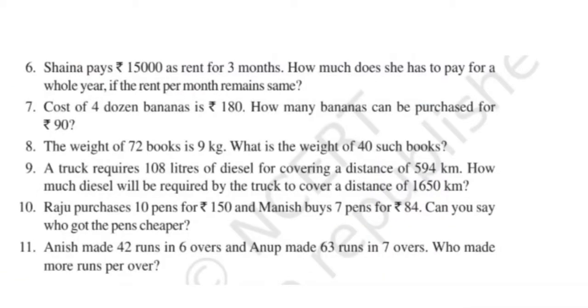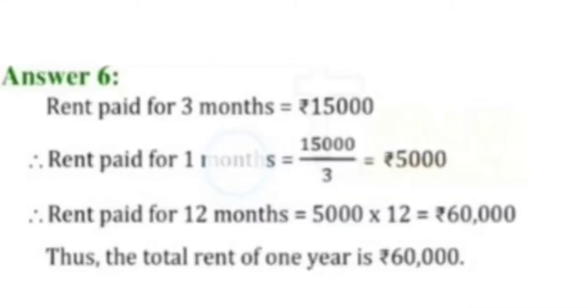Now see number 6th. Shaina pays rupees 15,000 as rent for 3 months. How much does she has to pay for a whole year if the rent per month remains same? So rent paid for 3 months, this is given 15,000. So rent for 1 month means we will divide by 3. So it will come 5,000.